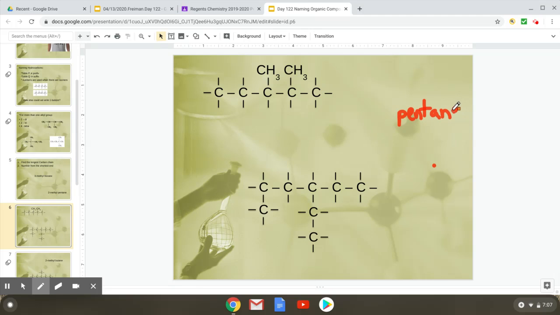Now we're going to see, is there anything on our pentane? 1, 2, 3, 4, 5. Is there anything on it? Well, there's this CH3 group and this CH3 group. A CH3 group is called a methyl group. So this is a methylpentane. Hope my spacing's okay. So we have methyl attached.